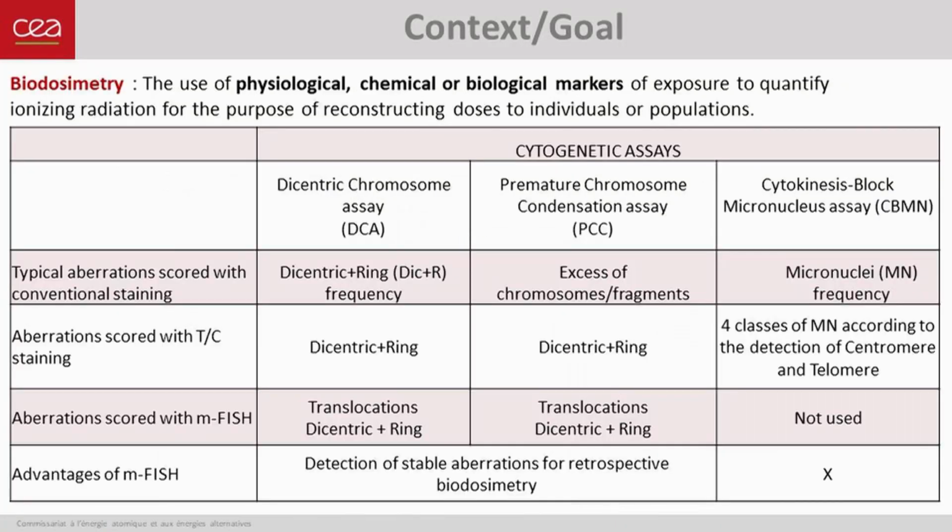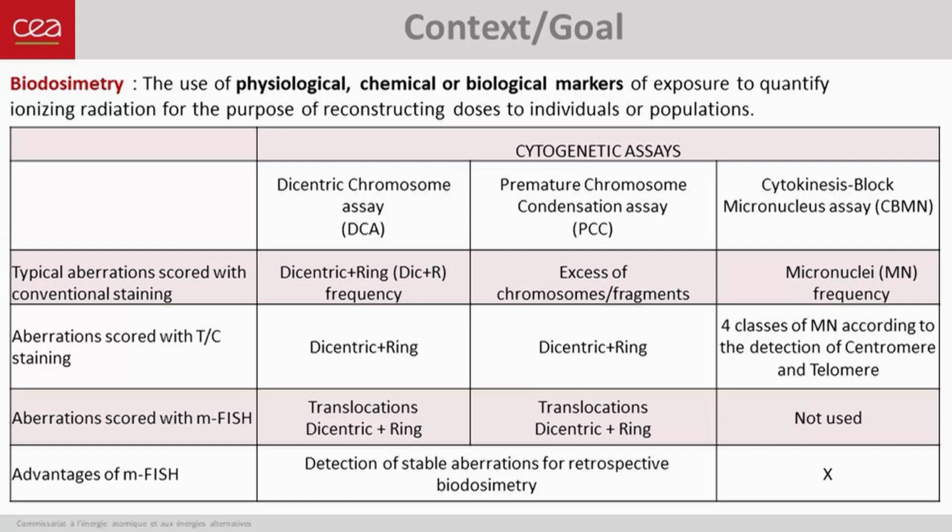Different cytogenetic methods are used in biodosimetry and allow the determination of the received dose by individuals. The dicentric chromosome assay, or DCA, allows, with the use of Giemsa staining, the scoring of dicentric chromosomes and rings, while the telomere and centromere staining does not modify the main principle of the technique, but facilitates the analysis and improves the detection of chromosome aberrations.